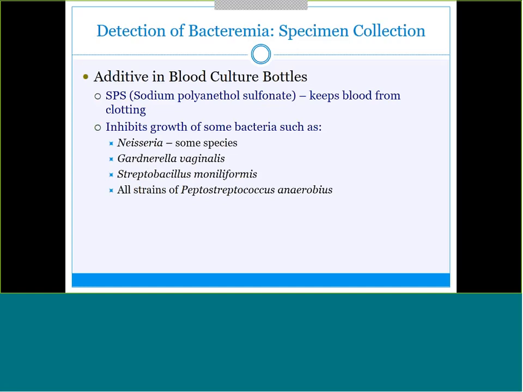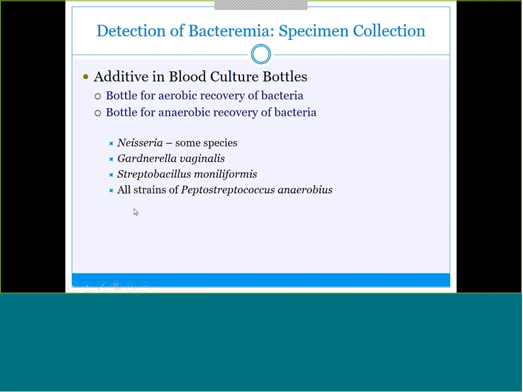So just to note though, the SPS does cause some havoc with a few bacteria, specifically Peptostreptococcus anaerobius. This actually gets inhibited by SPS. So if for some reason they had a septicemia by Peptostreptococcus anaerobius, we wouldn't really be able to detect it via blood culture because the SPS can inhibit it from growing. Luckily for us, it's not really commonly seen in blood cultures.